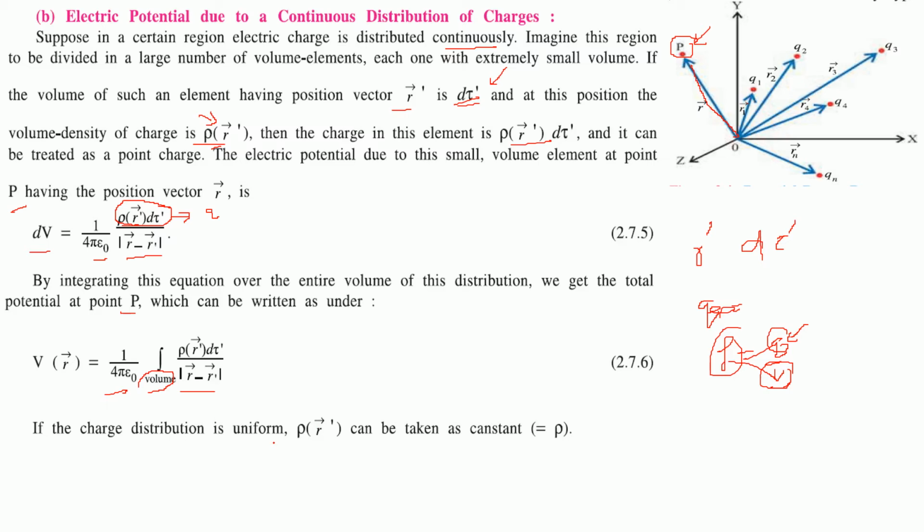If the distribution of this charge is uniform, then because we are integrating, we can take rho as a constant. See, this is a constant, so we take it simply as rho.